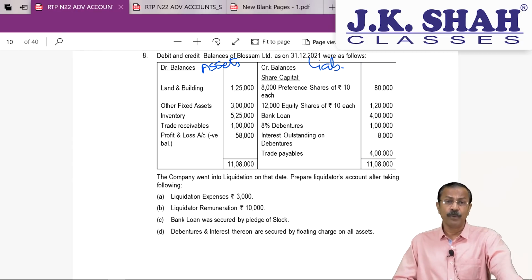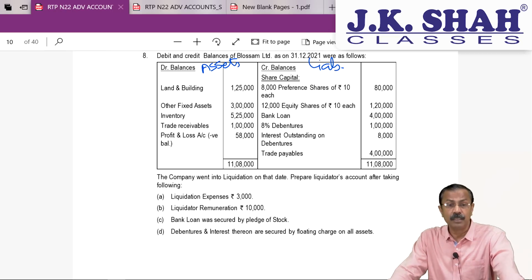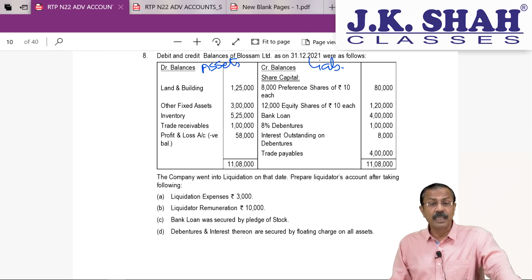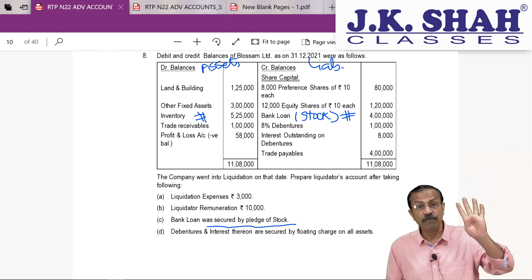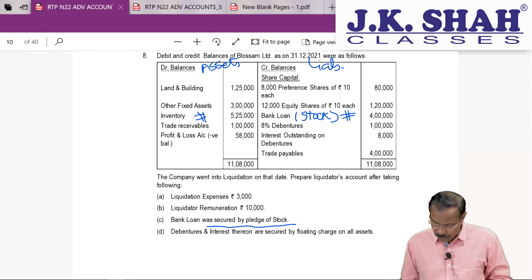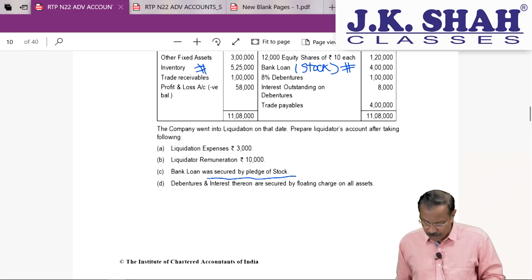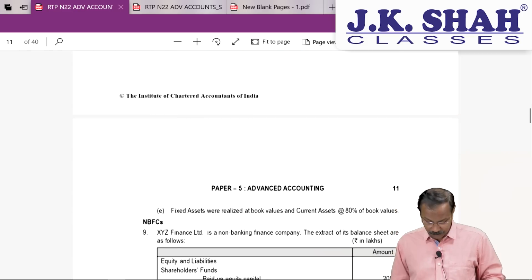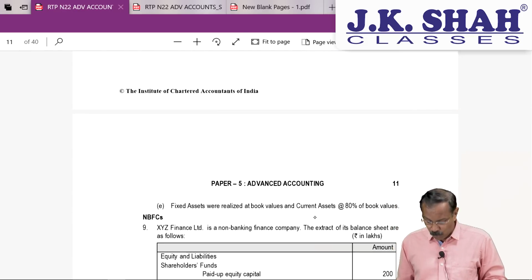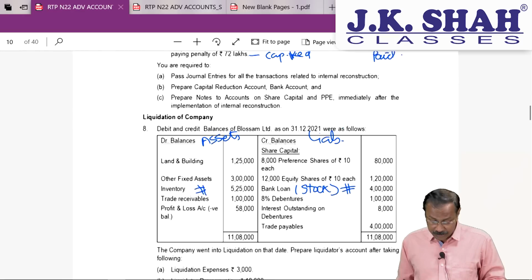After taking into account the following: liquidation expenses 3,000, liquidator's remuneration is 10,000. Bank loan was secured by pledge of stock. So, what is given as a security? Stock. Stock was how much? 525. Loan is only 4 lakhs. Debentures and interest accrued thereon are secured by floating charge on all assets. This is always implied. Fixed assets were realized at book value and current assets 80% of book value.